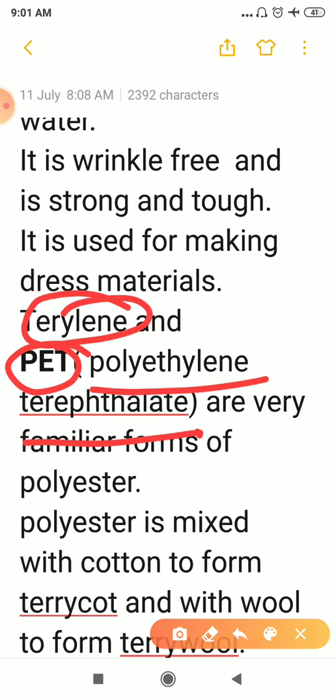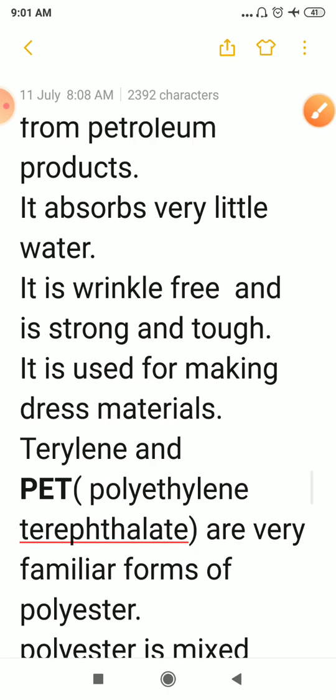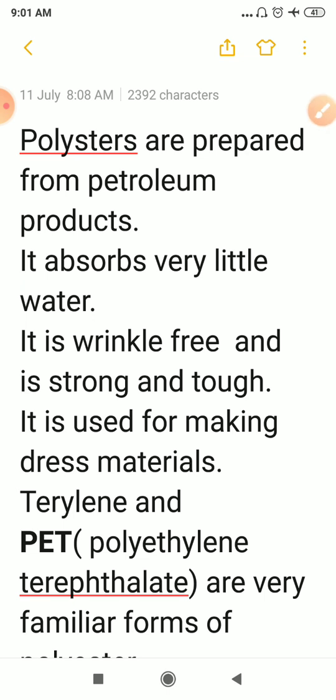If you talk about the properties of polyester, it is wrinkle free, it absorbs very little water, it is strong. And what are the uses of polyester? Polyesters are used for dress materials. Polyethylene terephthalate is the most common polyester that is used for making bottles, utensils, films, wires.